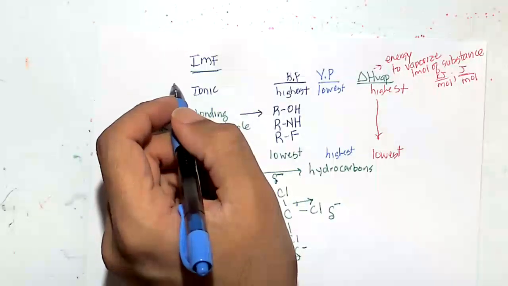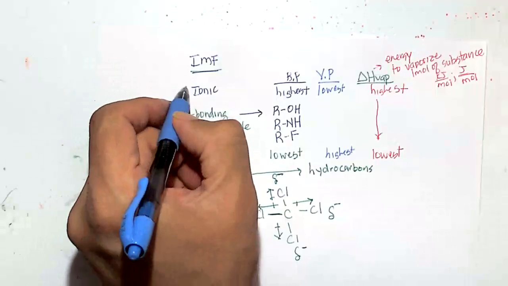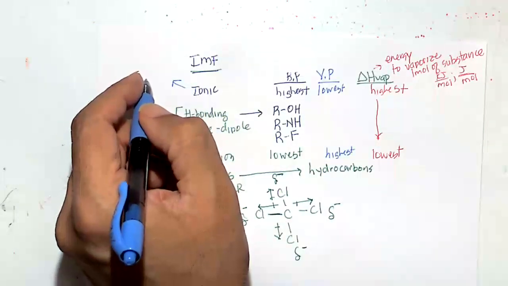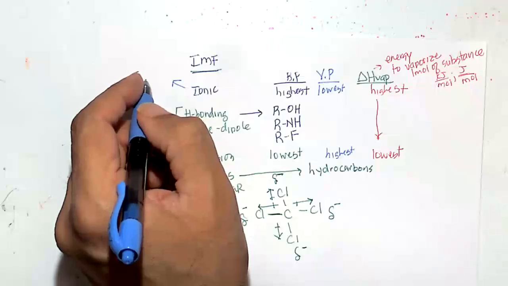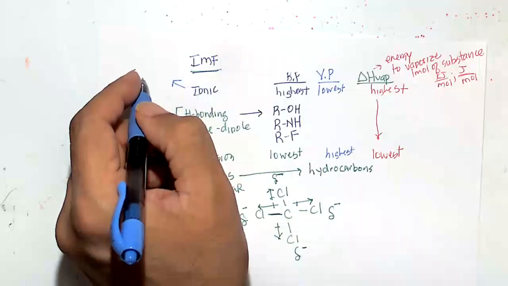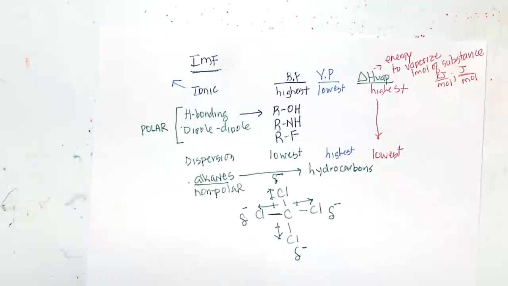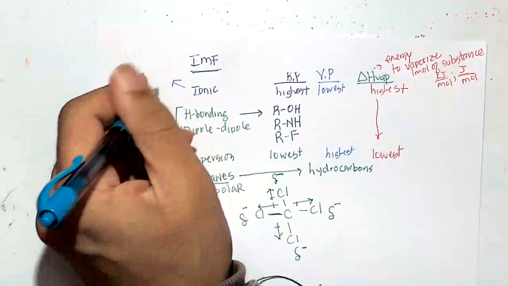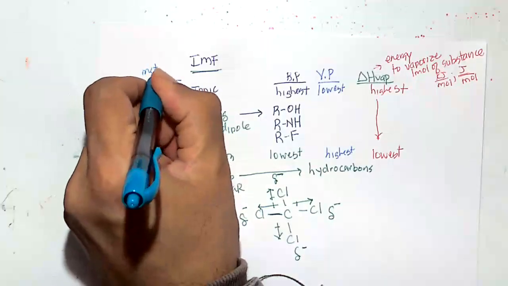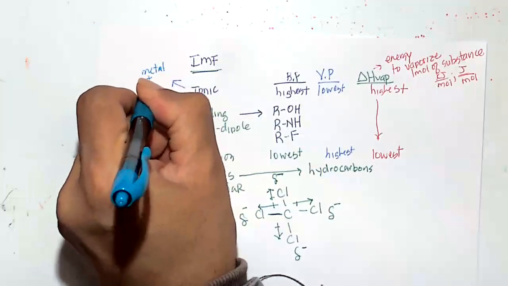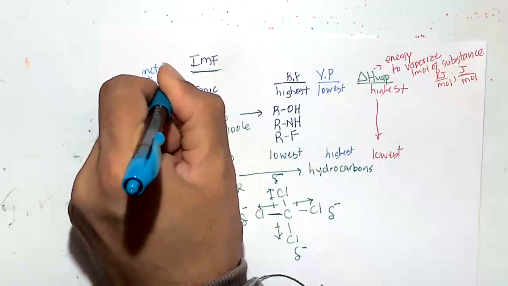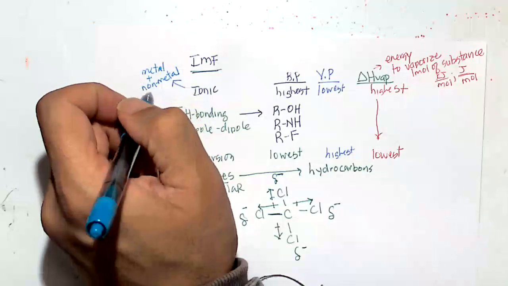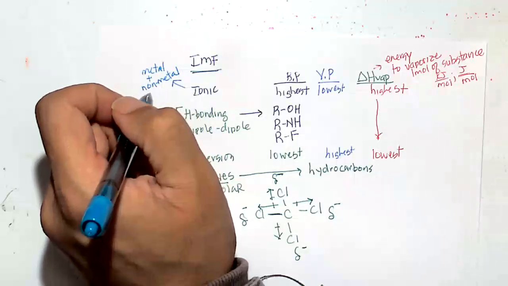Can you name me some ionic compounds? I already gave you a couple. What are some examples? Sodium chloride, sodium hydroxide. What are we looking for here? A metal with a non-metal. So an example of ionic would be: look for a metal, look for a non-metal.